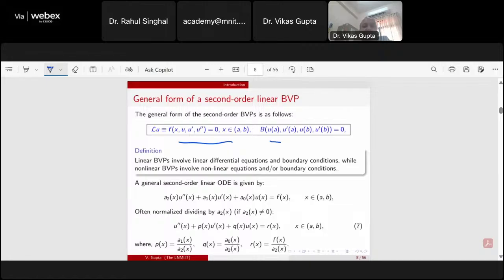A general second order linear ODE can be written in this form: a2(x) u''(x) + a1(x) u'(x) + a0(x) u(x) = f(x). If a2(x) is not equal to 0, one can normalize this equation by dividing all terms by a2(x) to get the general form of second order linear ODE: u''(x) + p(x) u'(x) + q(x) u(x) = r(x), where p is known as the convection coefficient, q is the reaction coefficient, and r is the source term in this equation. And in fact, it is a one-dimensional linear elliptic equation.